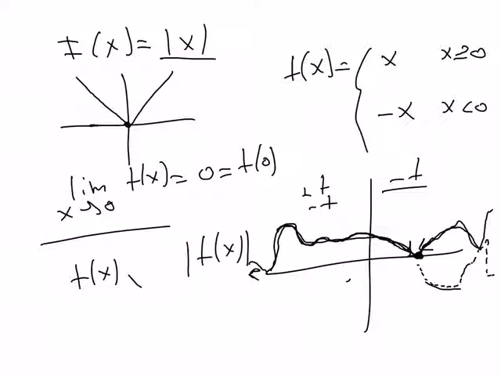So for part C, the question is: is the converse of the statement in part B also true? In other words, if the absolute value of f is continuous, does it follow that f itself is continuous? If so, prove it. If not, find a counterexample. Well, it's pretty easy to find a counterexample.